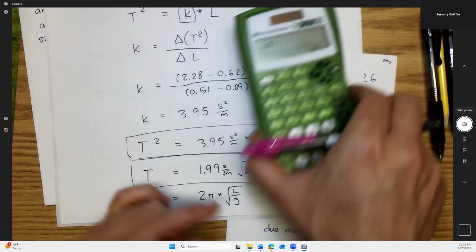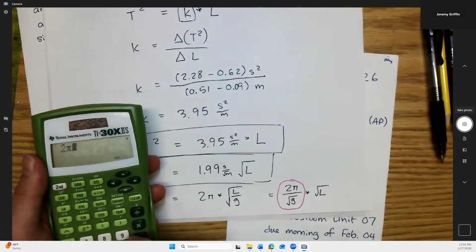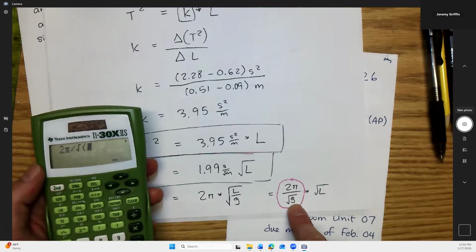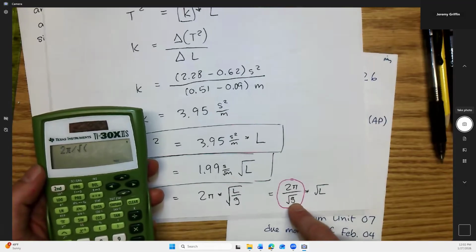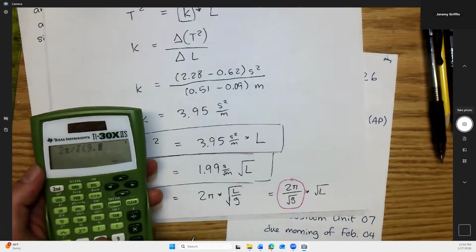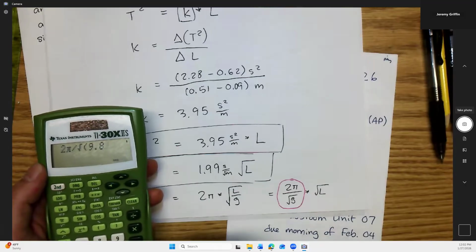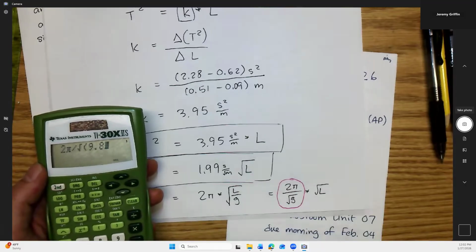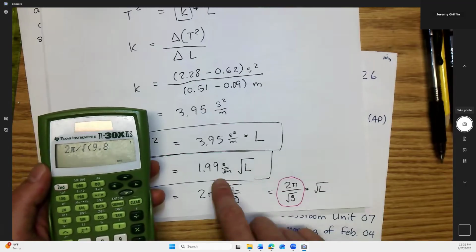2 pi. Try this with me. 2 pi divided by square root, and what number goes here for gravity field? Yeah, let's try it out. It's even more precise, isn't it? 9.8 meters per second squared. And you guys did give me lengths in meters, so we don't have to do any unit conversion. All right, let's find out.